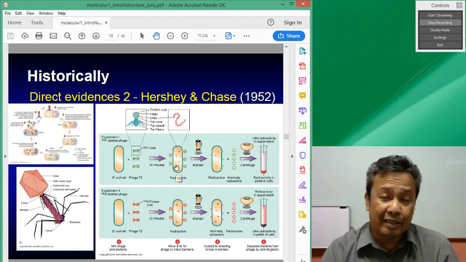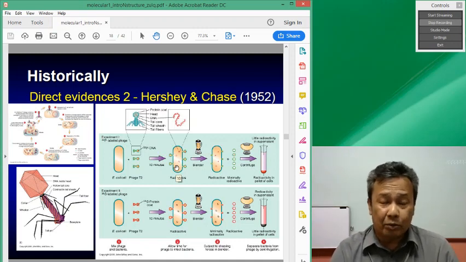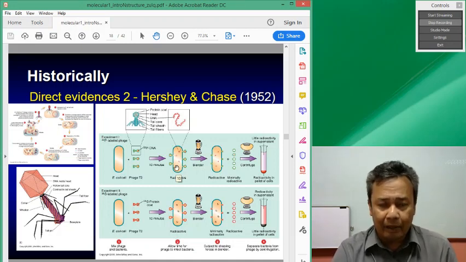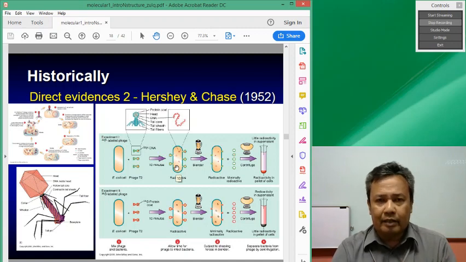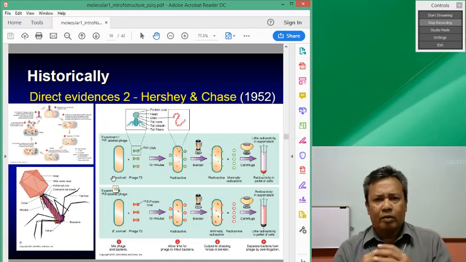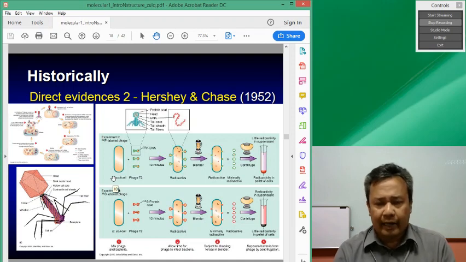Now, the other technology that allowed this experiment to successfully give the expected result is the fact that they can label the DNA differently. A virus is a simple molecule. It has a coat protein, and inside is the nucleic acid. Now they were able to create different strains that carry different radioisotopes.